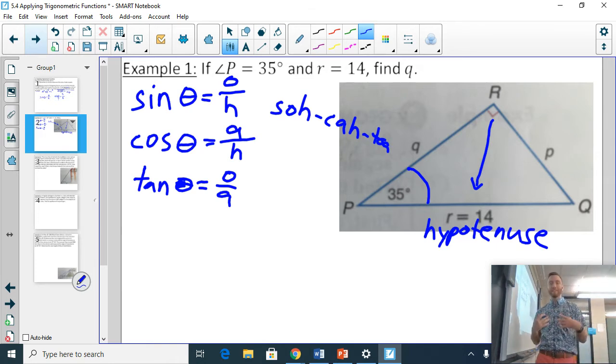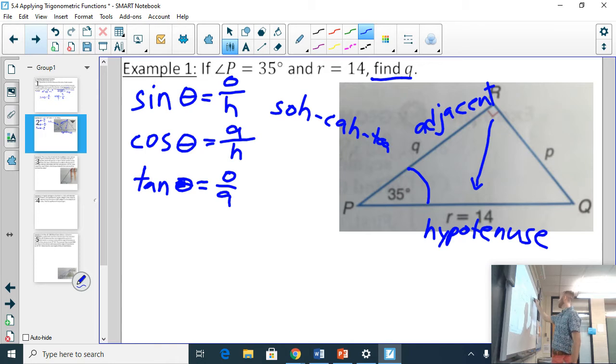And now it's asking us to find Q. So what is Q in relation to angle P? Well, opposite would be across, which is P, and right next to it should be adjacent, right? So in relation to the angle we're talking about, which is angle P, we have information about the hypotenuse, and we're looking for the adjacent side. Find Q. We're looking for that adjacent side. So I'm going to pick the trig function that involves both the hypotenuse and the adjacent side, right?